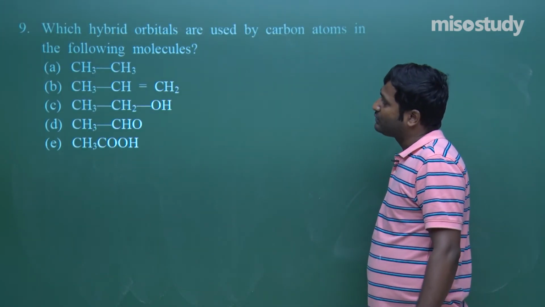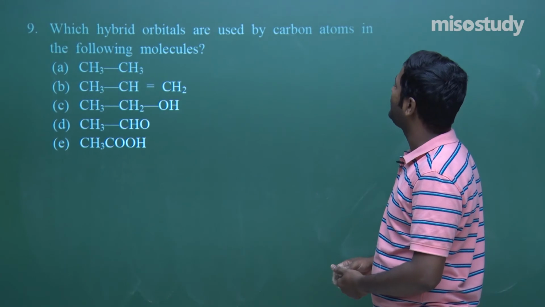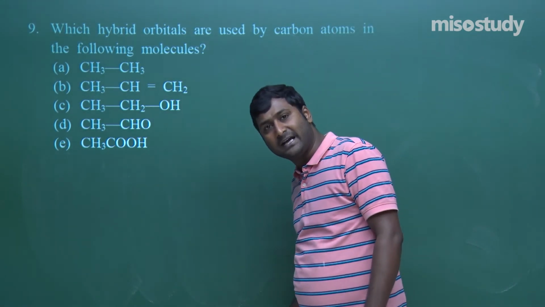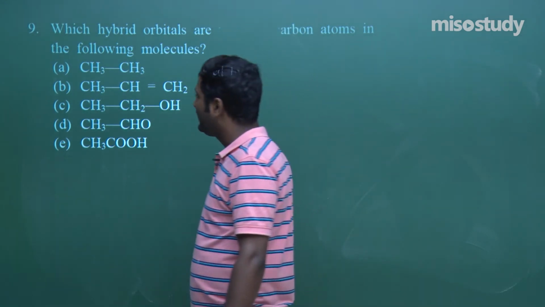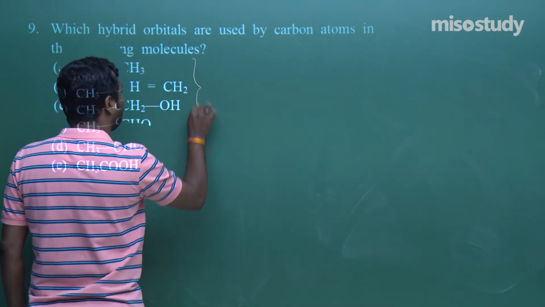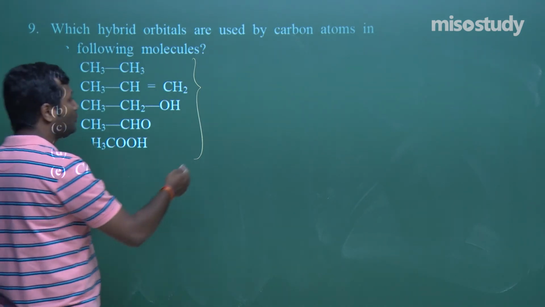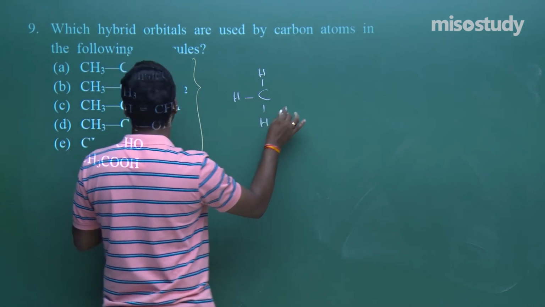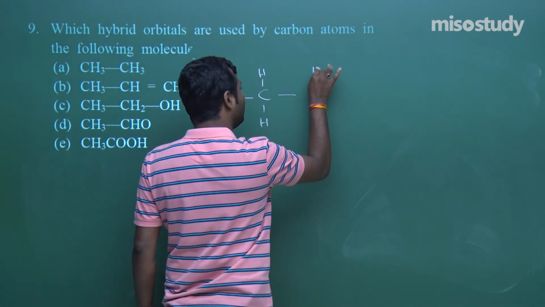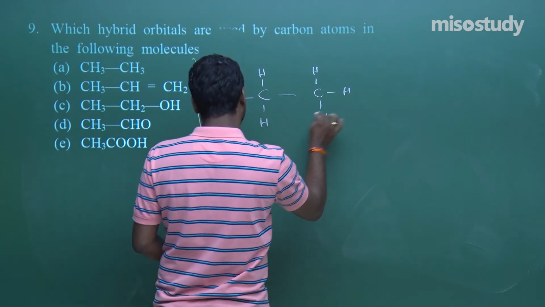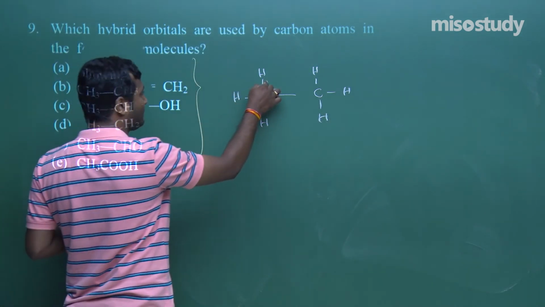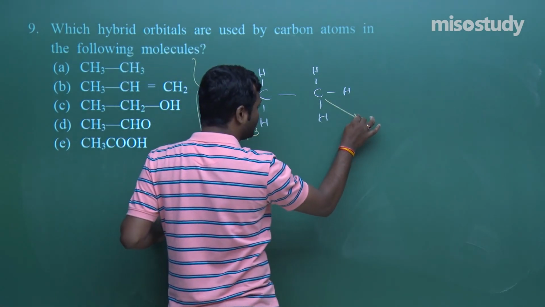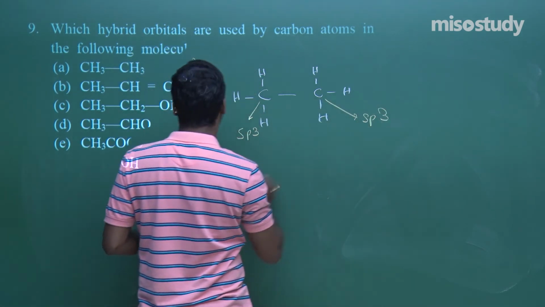Moving here, that is question number 9. Which hybrid orbitals are used by carbon? As we know, there are many methods to find out the hybridization. In case of organic compounds, a better way to find out the hybridization is to count the sigma bonds. This is the case, my friend, that is CH3. Now tell me, in this how many sigma bonds? 1, 2, 3 and 4. So hybridization is sp3. In this case also the hybridization is sp3.